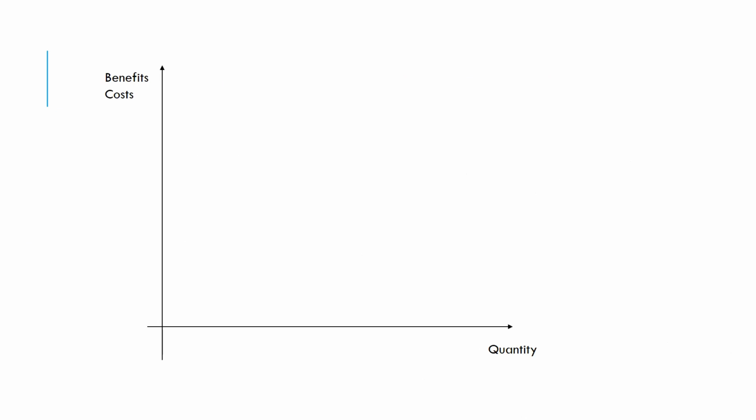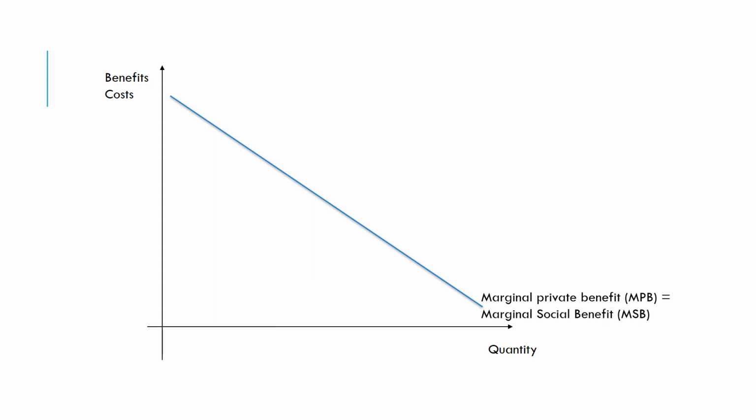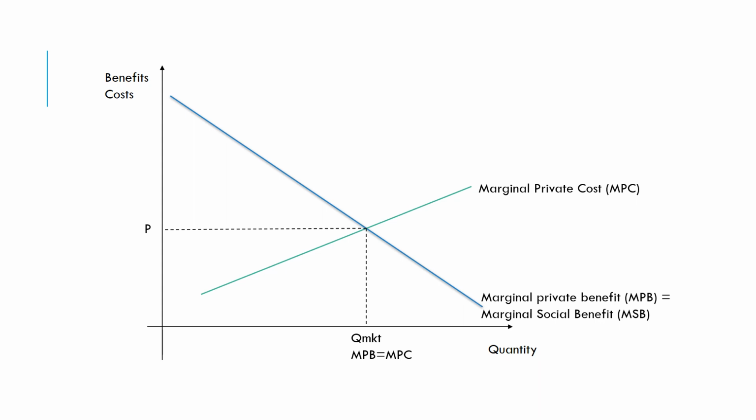So let's remind ourselves of the analysis that shows us the market failure associated with negative externalities. So first of all, we look at the private benefits and the private costs. And where the private benefits meet the private costs, up until that point is the quantity that will be produced. So here Q market is the quantity of this particular product, maybe cigarettes, that we would get if it's just left to demand and supply, just left to the free market.